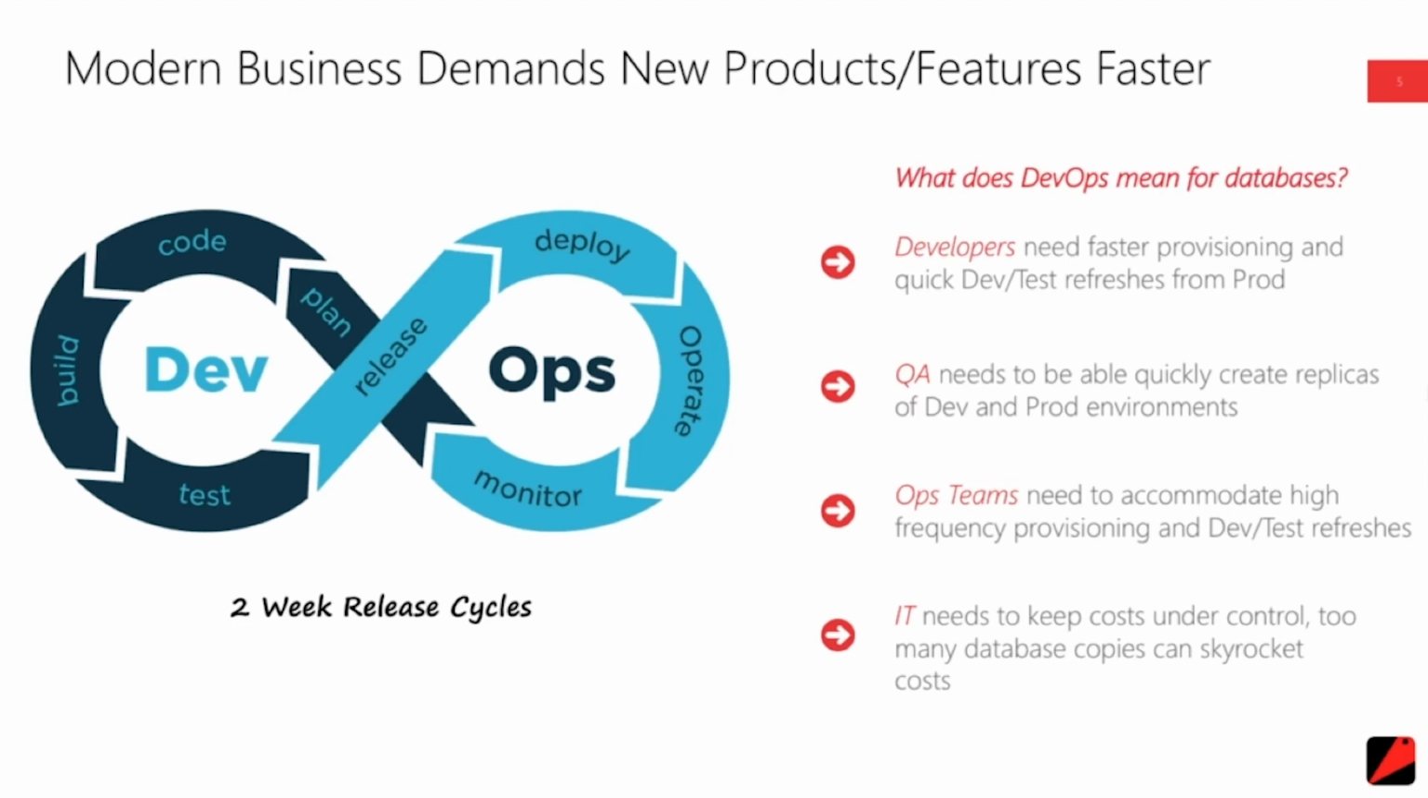And when we look at what that means for the database folks, for products like Oracle, the impact that this movement has had. We look at the developer community. The developers essentially need much faster provisioning. They need to much more quickly, rapidly and easily stand up dev test environments through refresh cycles from their prod environments.